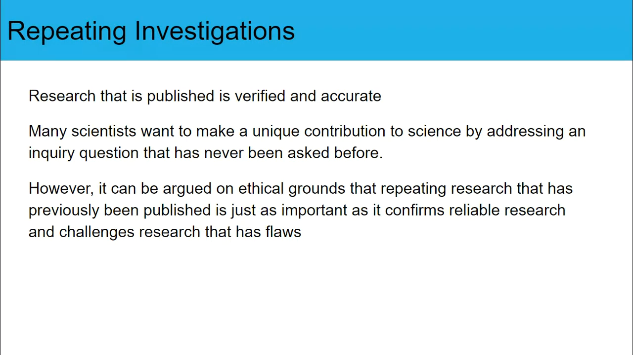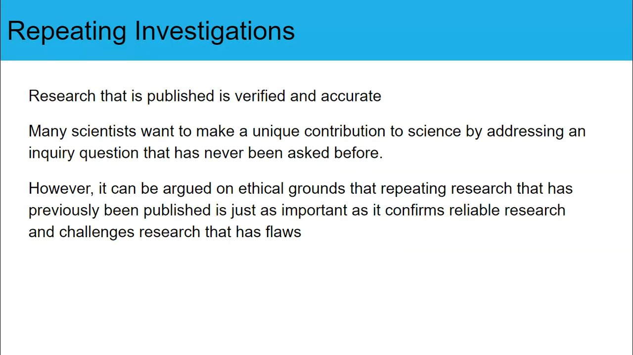Repeating investigations allows us to verify and make sure that the information that is published is accurate, and by looking at secondary sources, we are able to make sure that the information we're looking at is correct. Most secondary sources are actually peer reviewed, which means that they've already been looked at by other scientists and verified before they're actually published.